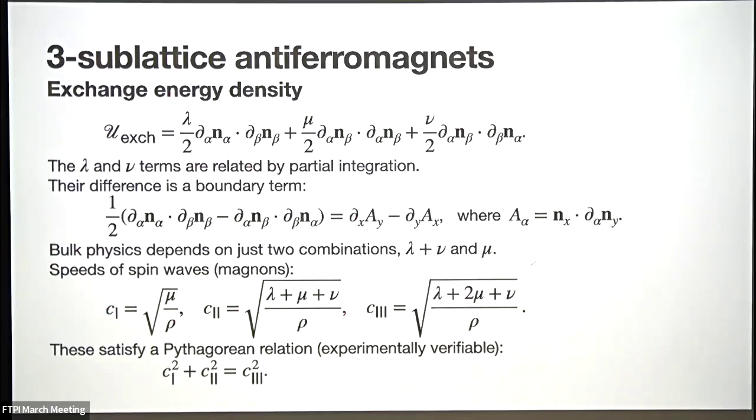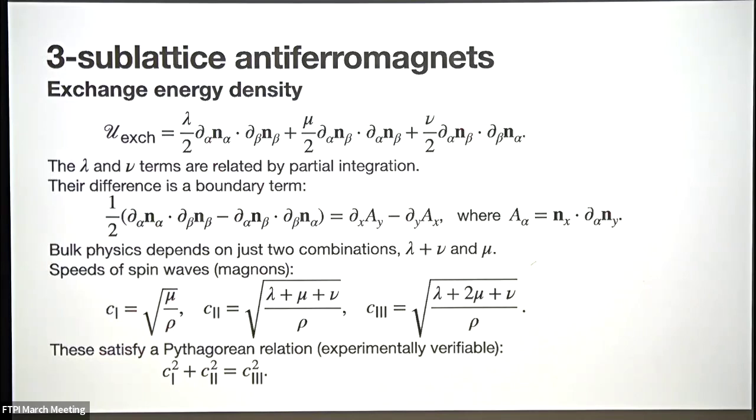If you shift the derivative partial alpha from here to there and move this partial beta to here, you'll just get the first term. So if you take the difference of these two terms with the same coefficients, this is going to be a boundary term, which you can express as a curl of something. And so an area integral of this is basically a line integral of that, and so it doesn't influence the bulk physics. That's an interesting observation. And therefore, we don't have three separate constants in the bulk, but only two. And that's why the velocities satisfy a constraint, which in this case is a Pythagorean relation.